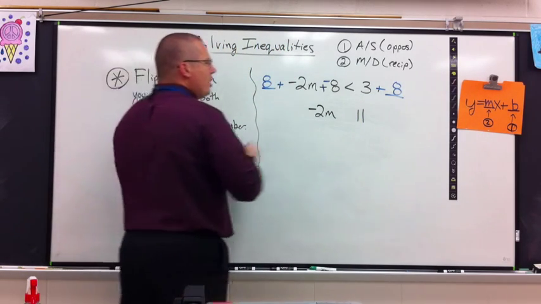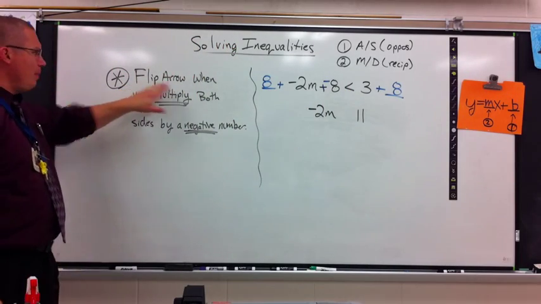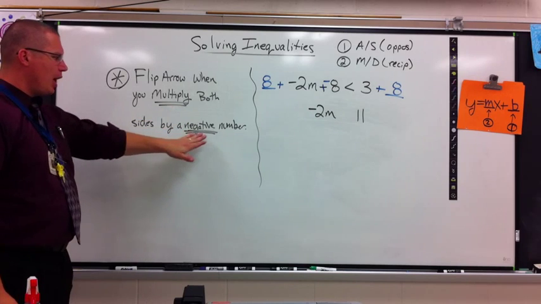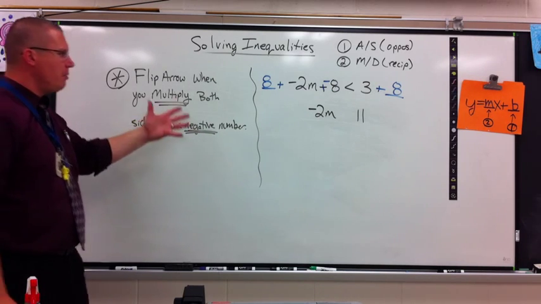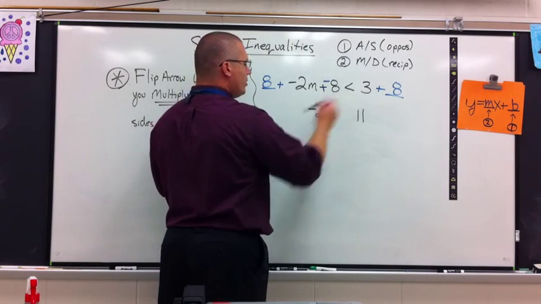Now I've got to ask myself, do I flip my arrow? Let's check my rule. Flip arrow when you multiply both sides by a negative number. Did I multiply? No. So this stays the same. My arrow does not flip.